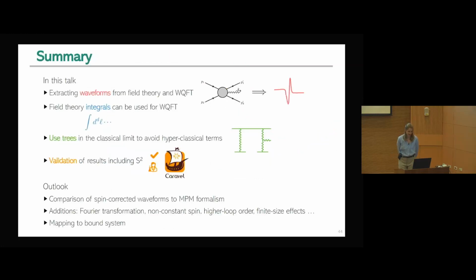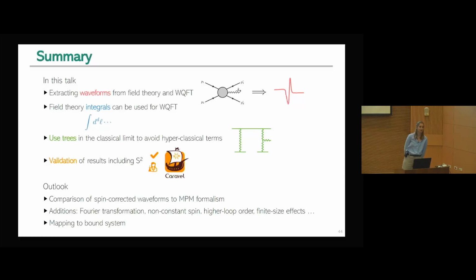To summarize, in this talk, I described two methods to extract waveforms, either from field theories or from worldline formalisms. I explained why we can recycle the integrals that are known to work for field theories also for worldline quantum field theory. I showed that if we want to avoid hyperclassical terms, we might just use trees to get the integrands for the waveform. And finally, I gave an update on how our validation is going of our results up to spin squared.